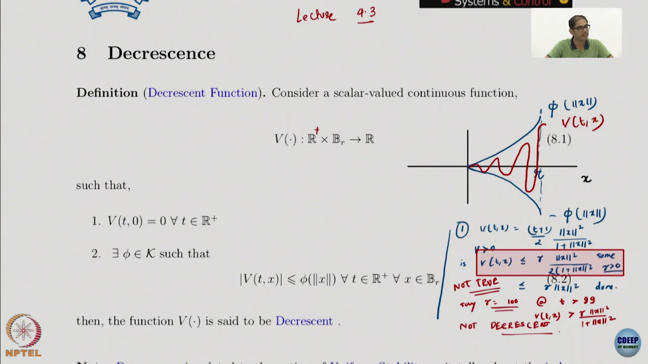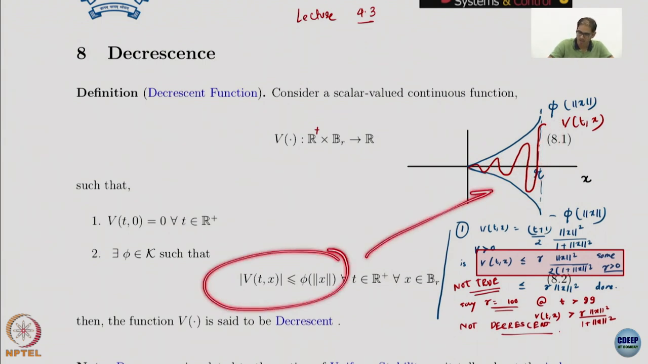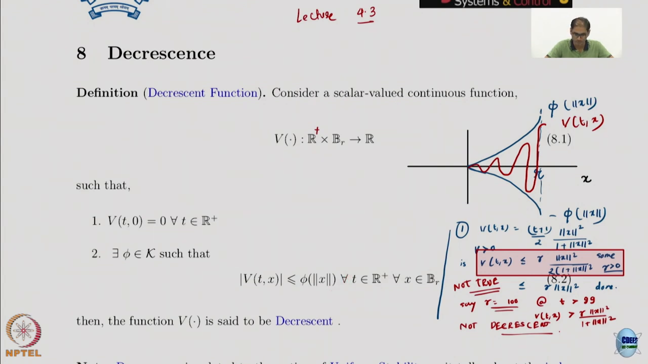Earlier definitions like class K and so on more or less guarantee V is non-negative, because it is 0 at 0 and then it is dominating a class K function which is strictly increasing. It means V can never be negative. Here somehow that is being allowed. So again, of course, it is for all time in R plus and x in B_R, these things are standard. So the picture looks something like this. When you draw the phi norm of x, you also draw the negative of that, and your V has to lie between that. This is what the picture looks like, because I am just translating this into this image right here.